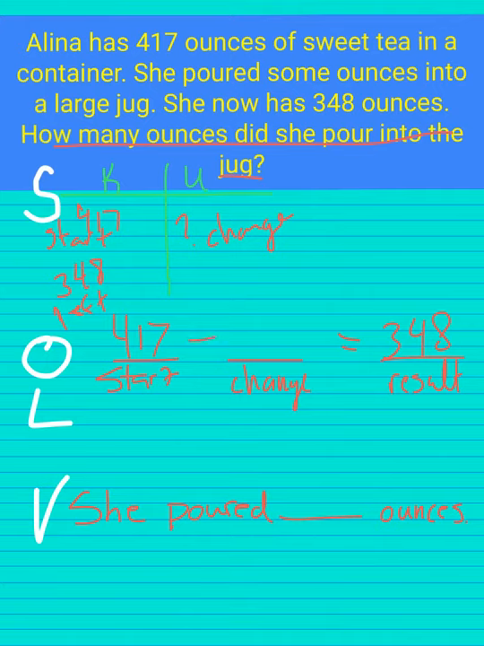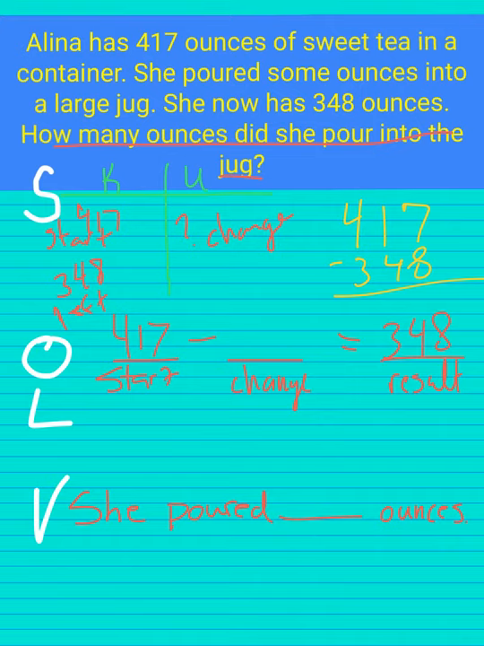Okay, in this case again, we're separating because that's what's happening in the problem. She had an amount, she separated some amount, and she's left with an amount. She started with 417. She separated some unknown amount of ounces, and then she's left with her 348 ounces. So, how can we find this out? Well, you can take your 417. Let me switch up our color here. 417. And if we subtract 348, that'll give us our change. That'll tell us how much she poured into the other container.